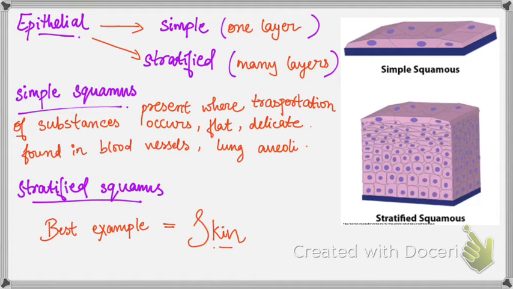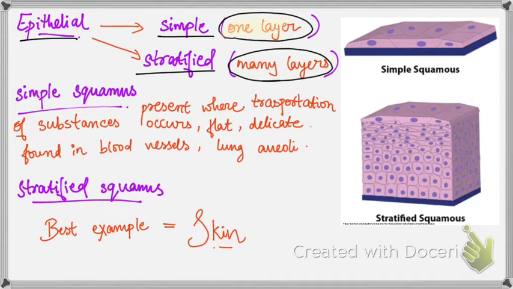In this chapter, in animal tissues, you have epithelial tissues, connective tissues, muscular tissues, and nervous tissues. Now we'll start with epithelial tissues first. If we want to divide the epithelial tissues according to the number of layers, we can divide them into simple and stratified. Simple means only one layer, stratified means many layers.